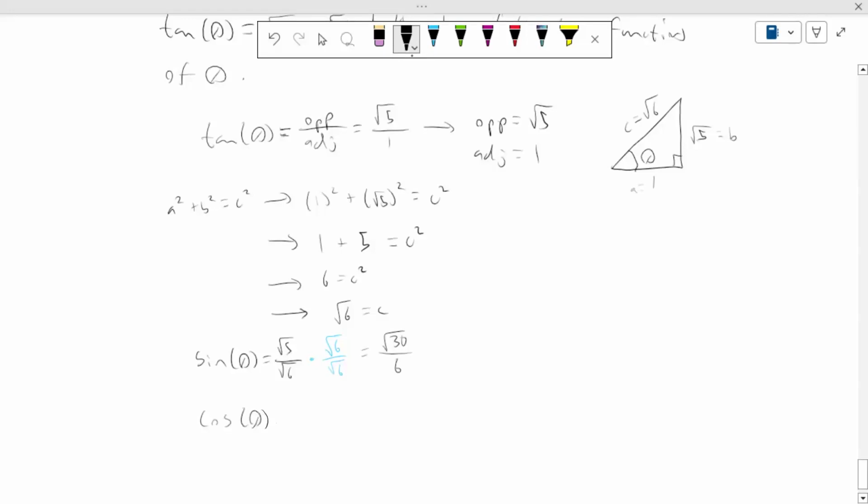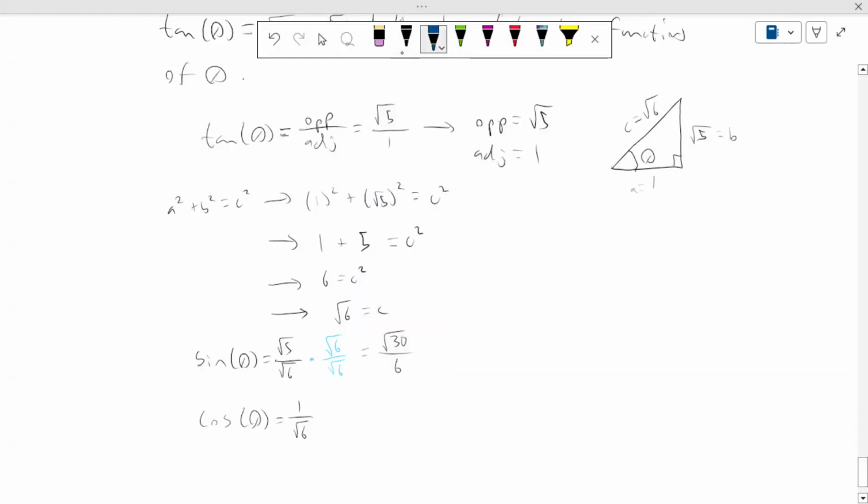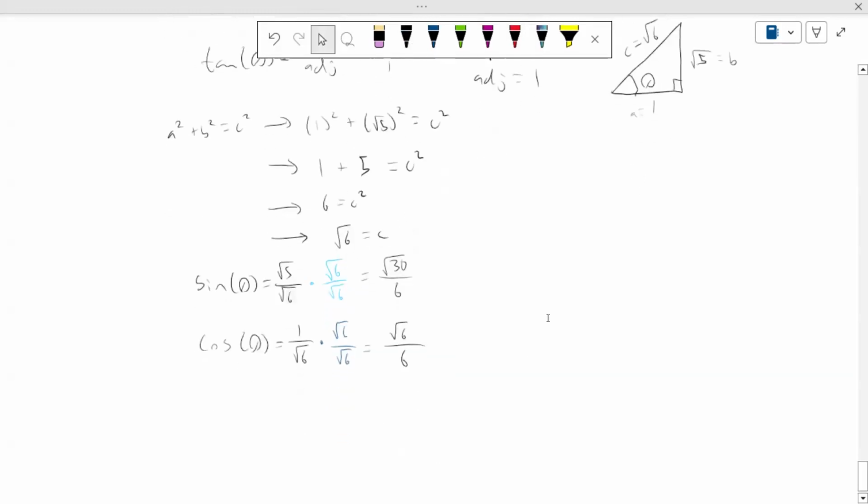Let's do cosine of theta then. Okay. So that's adjacent over hypotenuse. So we have 1 over the square root of 6, right? I'm going to do the same trick here. Let's make that a dark blue color so it's easier to see. So times square root of 6 over square root of 6, right? So up top we have 1 times the square root of 6. We're just going to get square root of 6. Down on the bottom, square root of 6 times square root of 6 is 6. So then there's my cosine of theta.